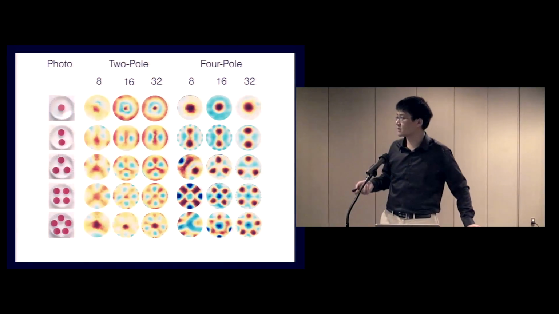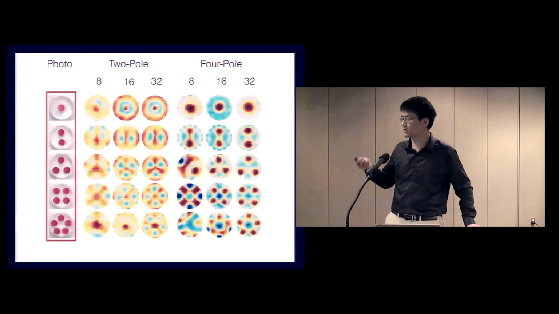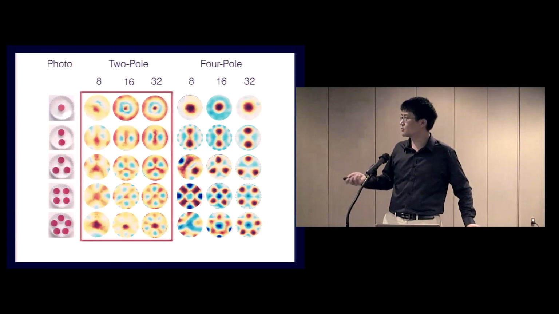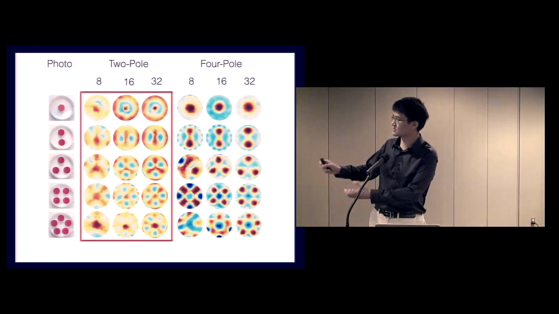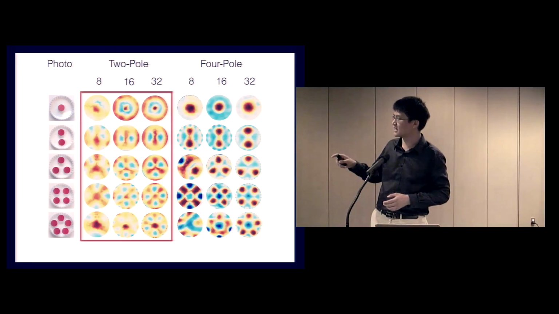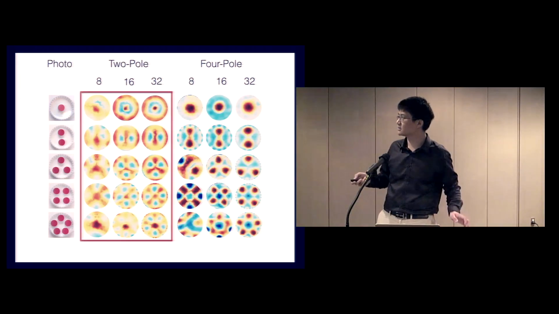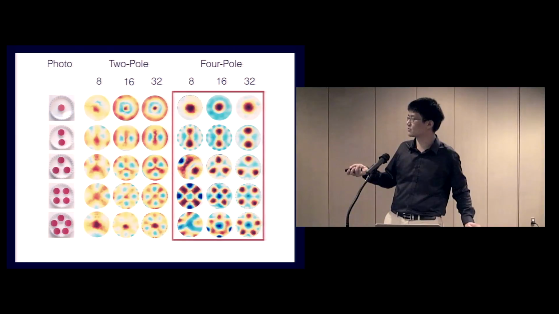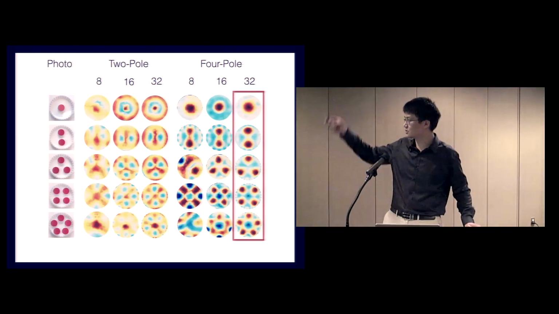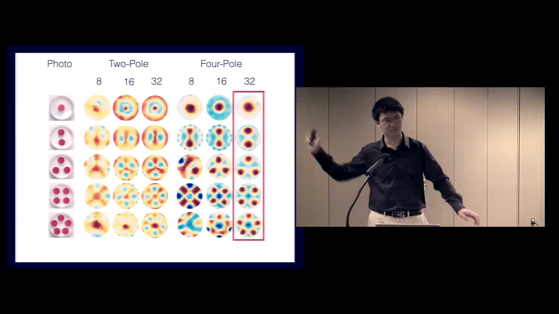We can also try with different numbers of objects. We have 1, 2, 3, 4, and 5 objects, all of the same size. With 2-pole sensing, you can barely tell that there's 4 objects, even in the 32 case, and it's not very clear. But of course, there's a big difference when you go to 4-pole, and especially at 32, all of the objects show up, clear as day.